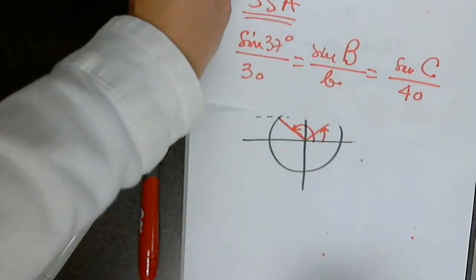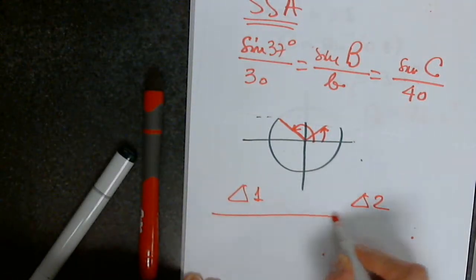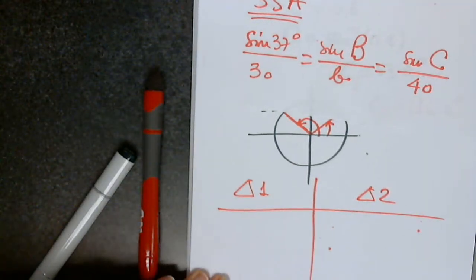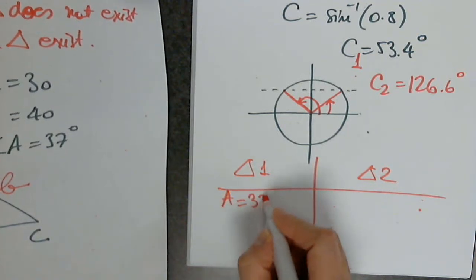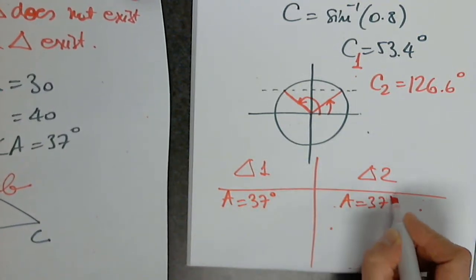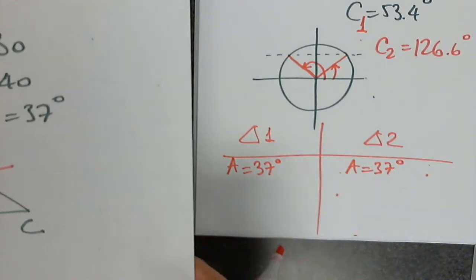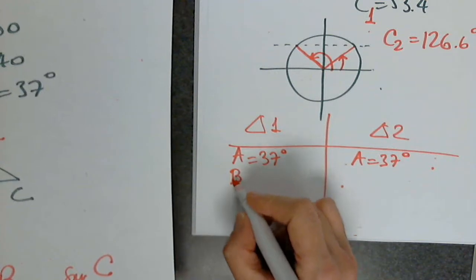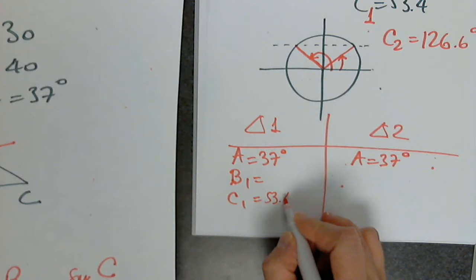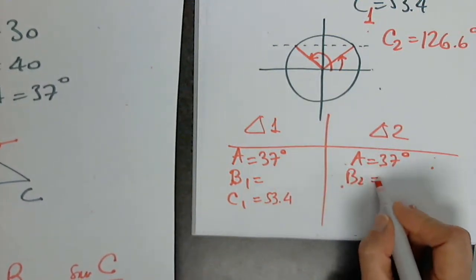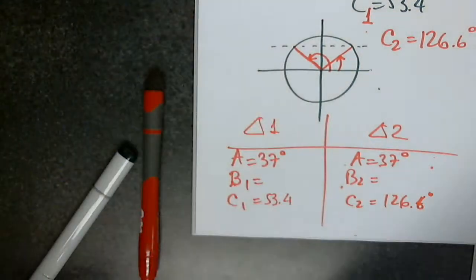Coming back to our triangle, I'm going to make a list: triangle 1, triangle 2. I don't know if the second one exists or not, but I have to consider it. So A is the same in both. A does not change. B1, C1: C1 will be 53.4. B2, C2: 126.6. Can anyone give us B1?